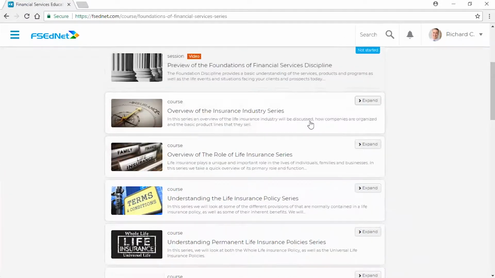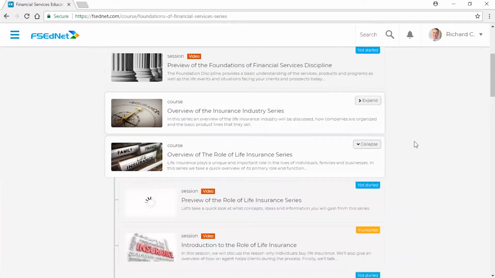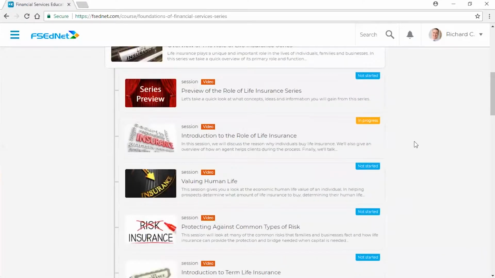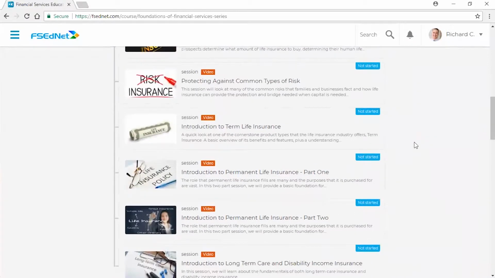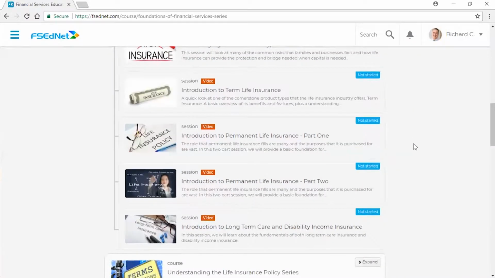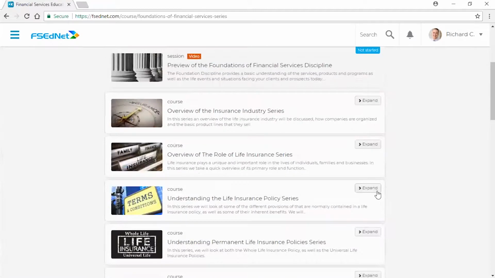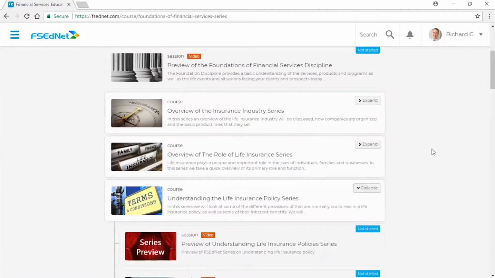Next, we will look at why it's such a good time to be in the insurance industry with numbers shared by LIMRA. We will then have a few courses on life insurance, starting with understanding the role of life insurance, valuing human life, and protecting against common types of risks. Finally, we look at the core product sold by insurance companies.